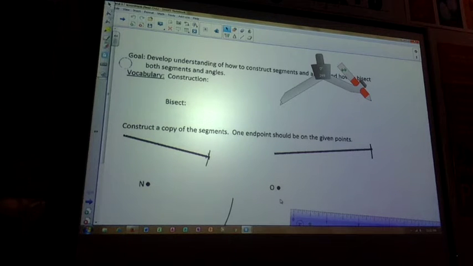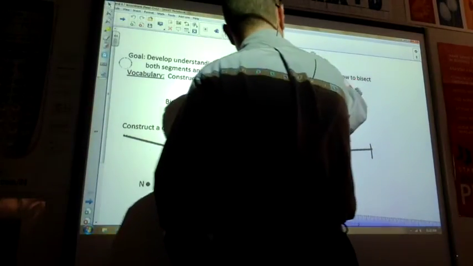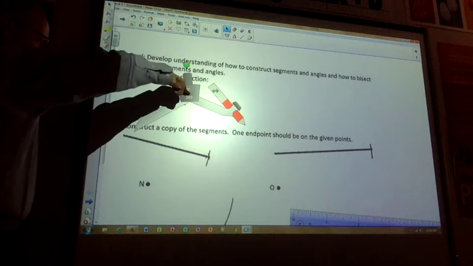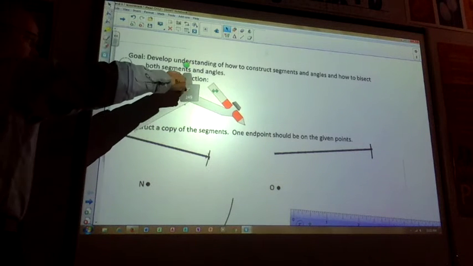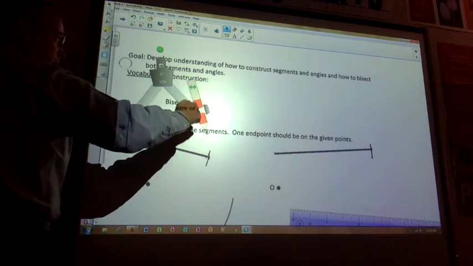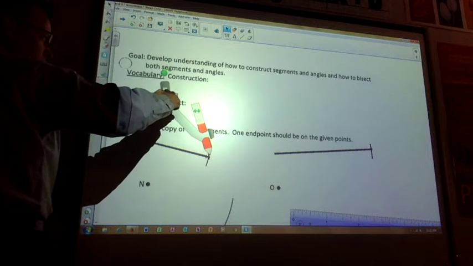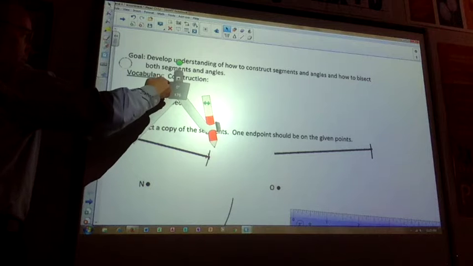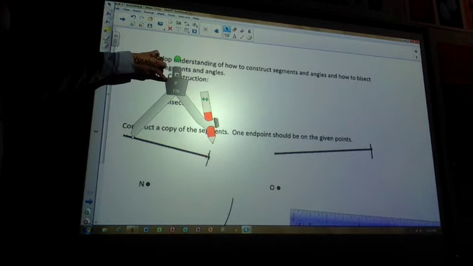So if you are just copying a segment, that means you're trying to find the exact measure of the segment, which means you should not use a ruler for it because there's a margin of error with your ruler. So you're going to use your compass. And if you were to use your compass, you take your point, put it on one end, and you close up your compass. Get my finger out of the way.